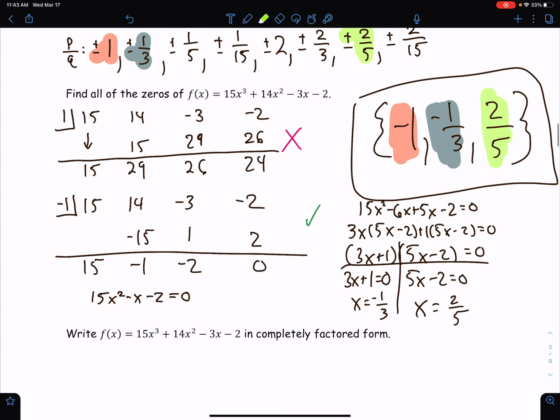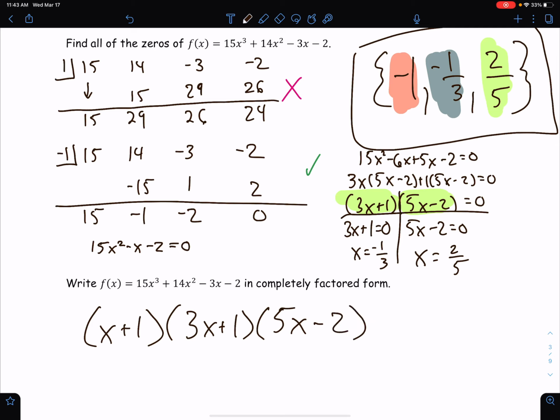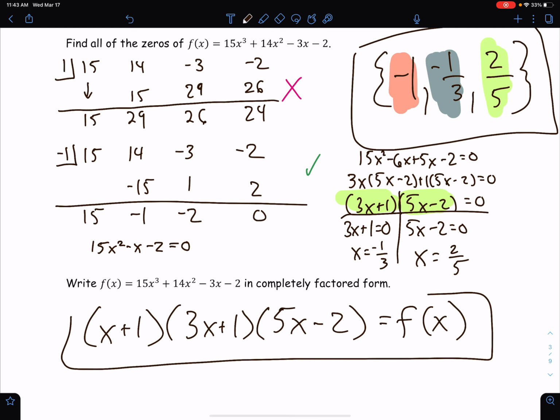And if we want to write this in completely factored form, well, look at our zeros. Our negative 1 was a 0, so that would mean x plus 1. And then we have our factors here also. It was 3x plus 1 and 5x minus 2. So that would be times 3x plus 1 times 5x minus 2. And just make sure you make it an equation equals f of x. And that's it.